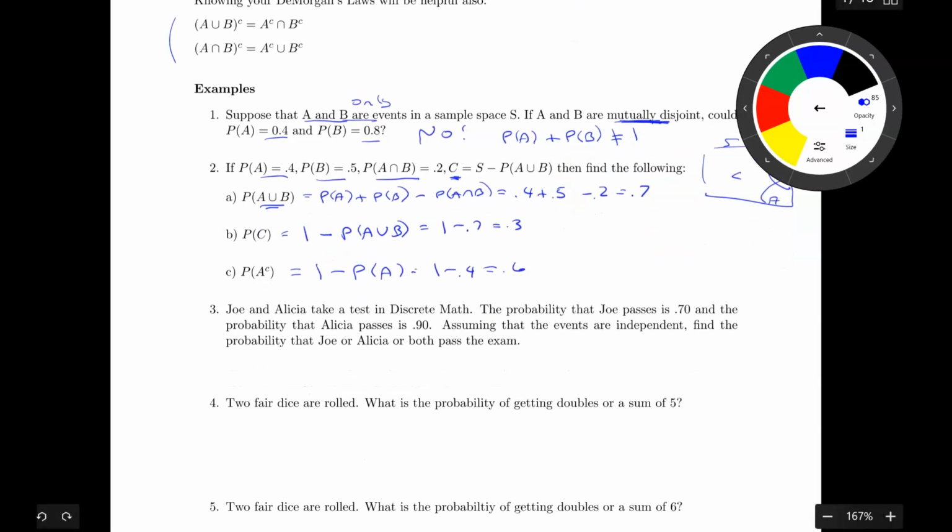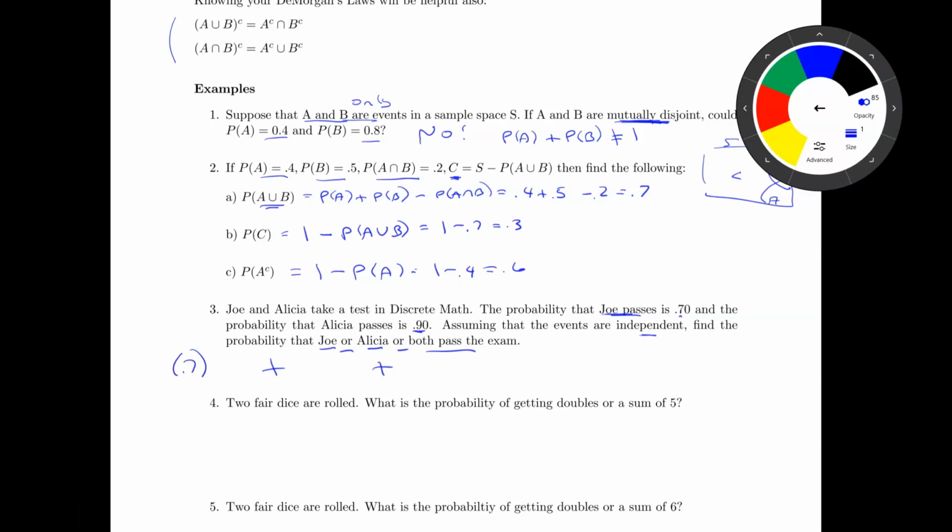All right, so let's see what we got going on here. Joe and Alicia take a discrete math test. The probability that Joe passes is 0.7, and the probability that Alicia passes is 0.9. So they're independent. Find the probability that Joe or Alicia or both pass. So a bunch of ors. So that's going to be addition, right? So let's say Joe passes. So Joe passes. That's 0.7.